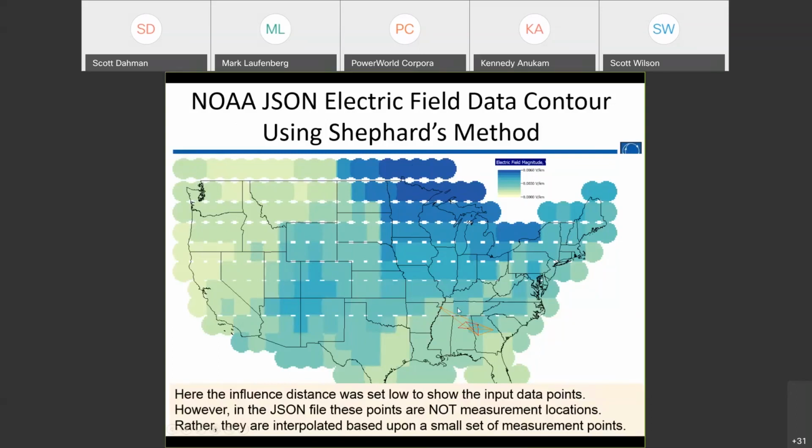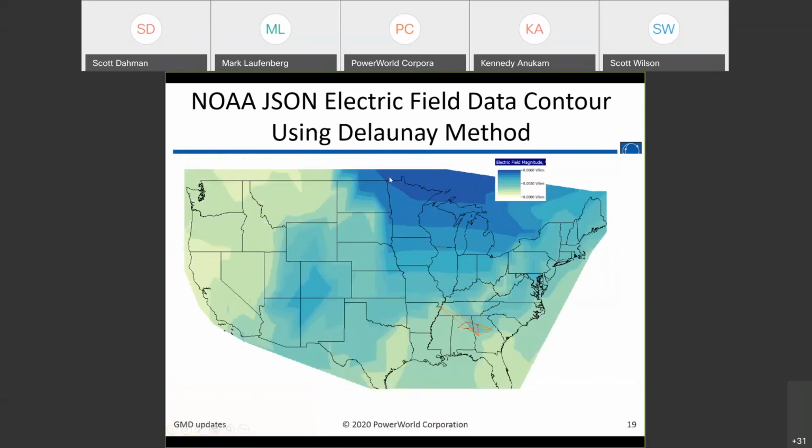But that's one method. The Delaunay triangulation basically divides the space in between the known data points into a bunch of triangles and determines within that triangle what the weighting of each of the existing points is and how it impacts the point. So you get a little bit different angles in between points. And this is what we're using internally to determine the geospatial E field at points where it's not specified.